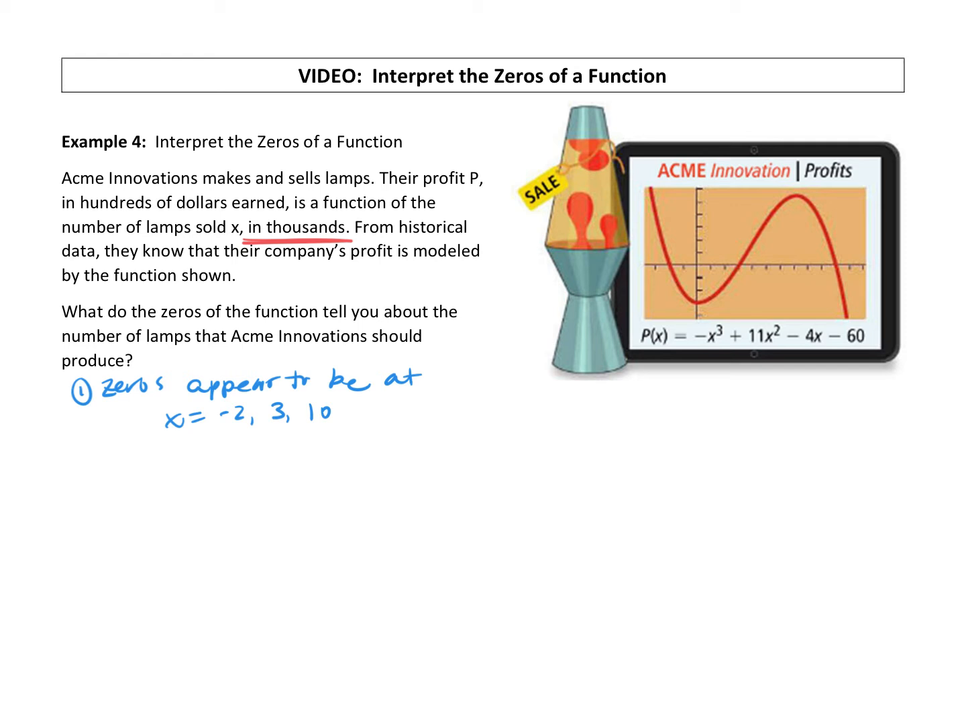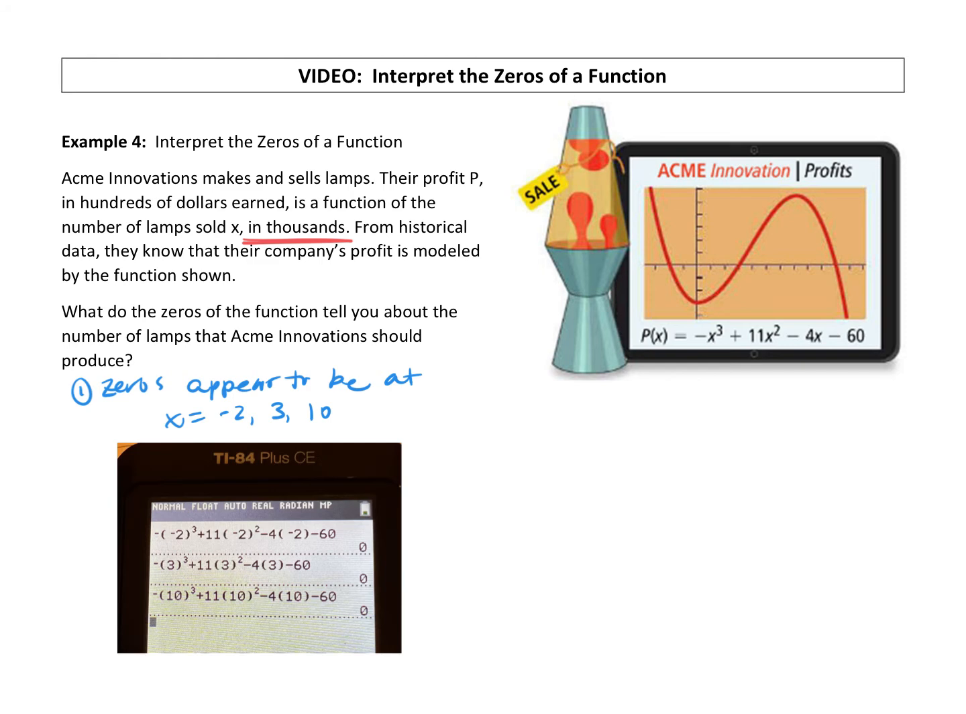How do we confirm that they are actually at those values? That's just where you grab your calculator, you plug in a -2 for x, you plug in a 3 for x, and you plug in a 10 for x. So here I am plugging in -2, +3, +10. I want to confirm that those are the true zeros of the function, and if I'm getting back a 0 when plugging those values in, then yeah, those are the zeros of the function. We have confirmed that.